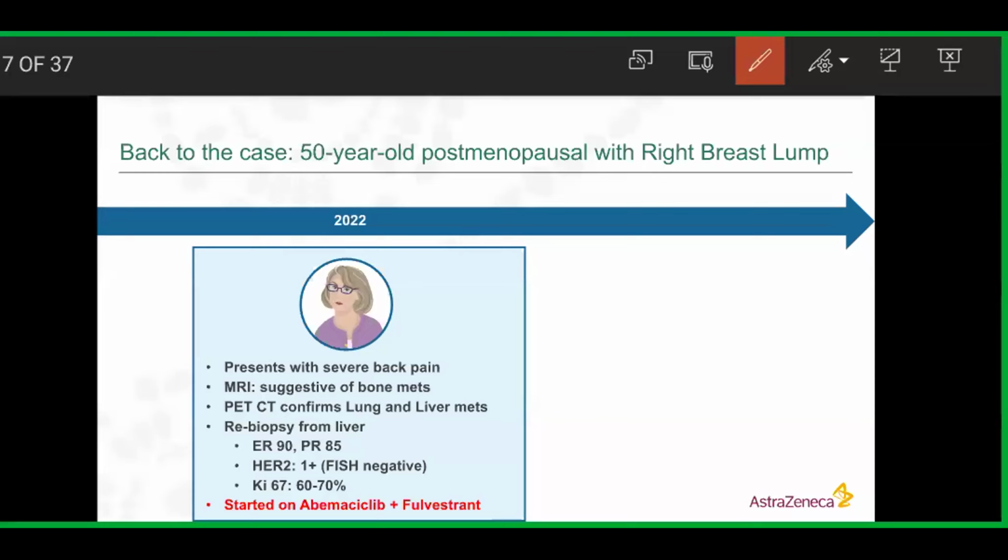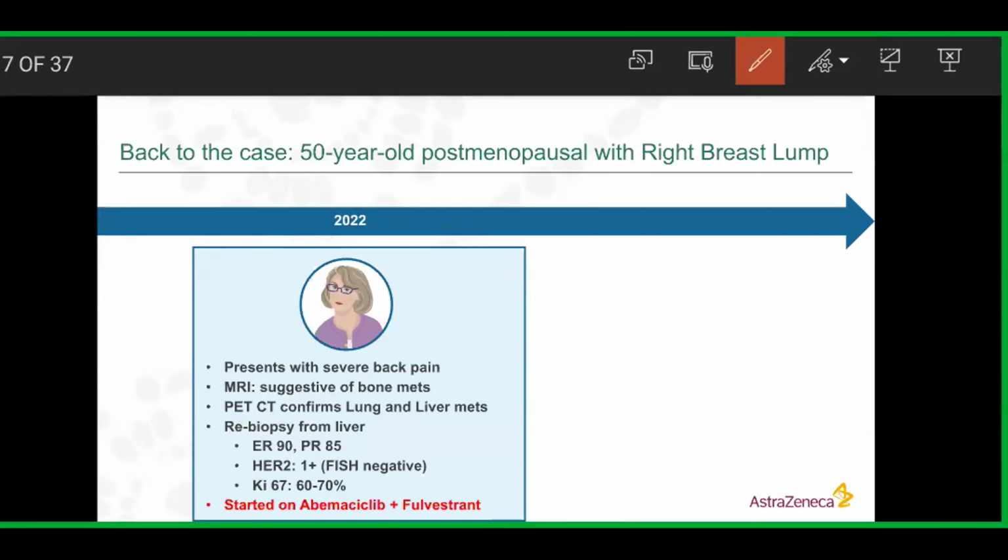Yes, good. And what about the visceral disease? Do you want to consider visceral crisis to decide the treatment for this combination versus chemotherapy? Dr. Namrata? Sir, I don't think the patient has any shortness of breath or any elevated blood values, LFT. So only if they're elevated, I would like to go ahead with chemotherapy. Otherwise, CDK4/6 inhibitor with fulvestrant.